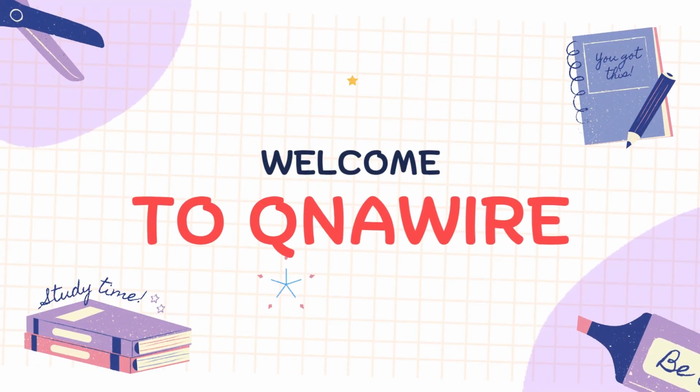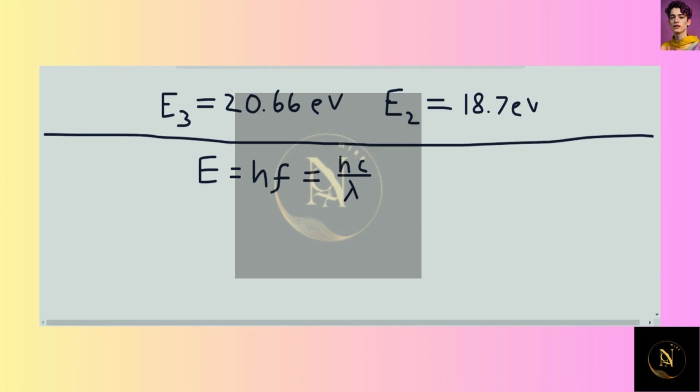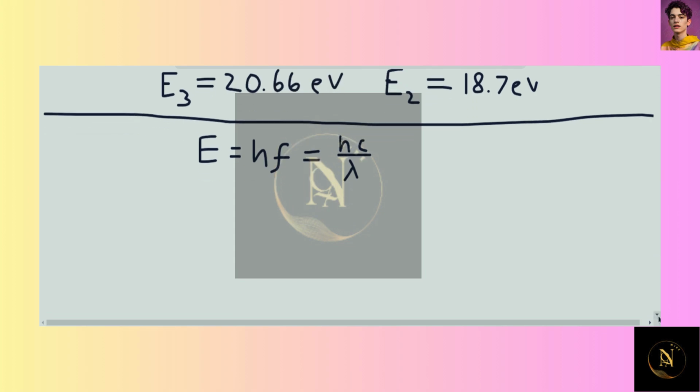Welcome to qnawire. So for this question, E3 ends up being 20.66 electron volts for the neon, and E2 is 18.7 electron volts from the figure. Energy here, E, is equal to Planck's constant times the frequency, which is equal to hc over lambda. And this is how we're going to find the frequency and the wavelength of this light emitted from this transition.